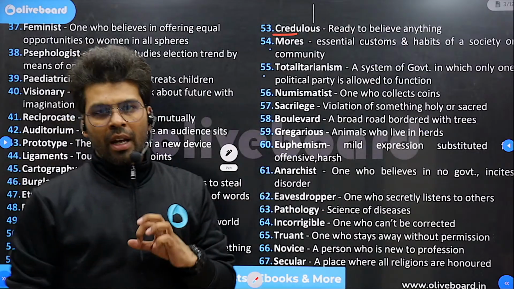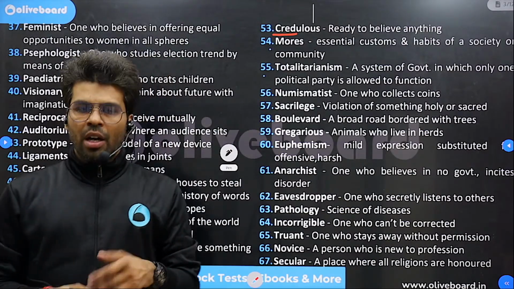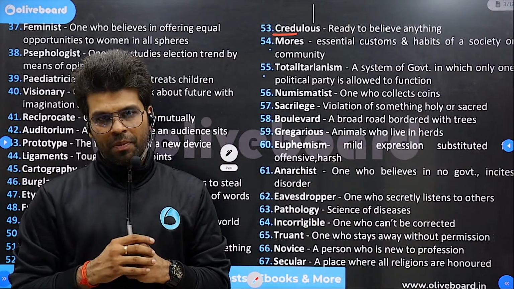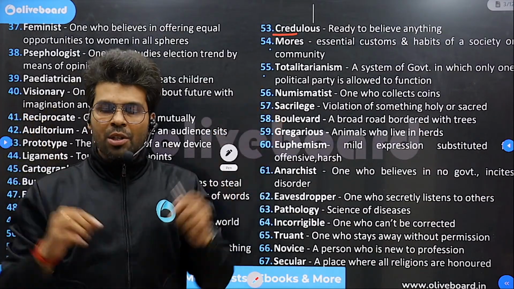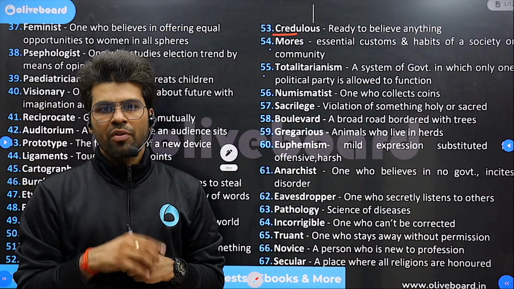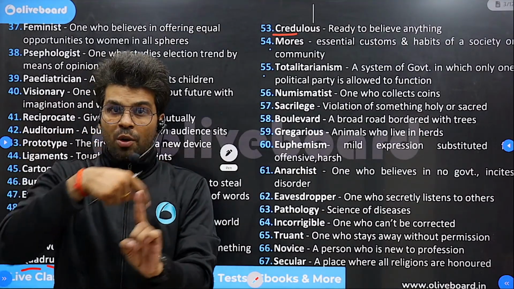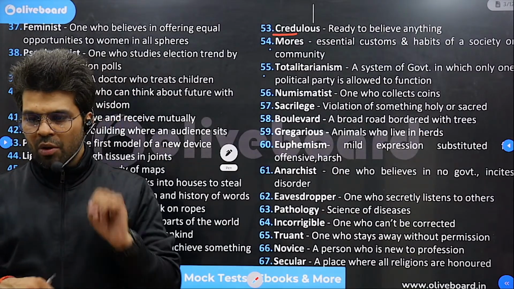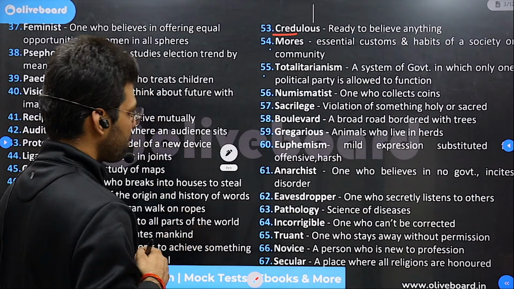Totalitarianism. China, if I'm not wrong, where just one political party is allowed to function. If I'm not wrong, Russia, where just one political party is allowed to function. They have the total control, not dictatorship, but just one political party is allowed to function, is totalitarianism.